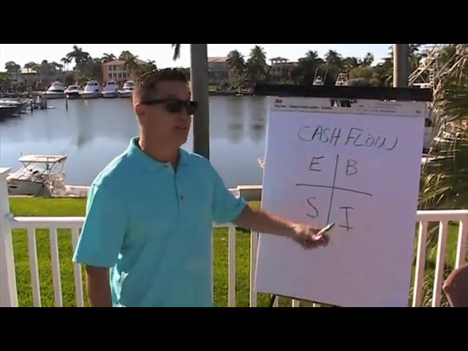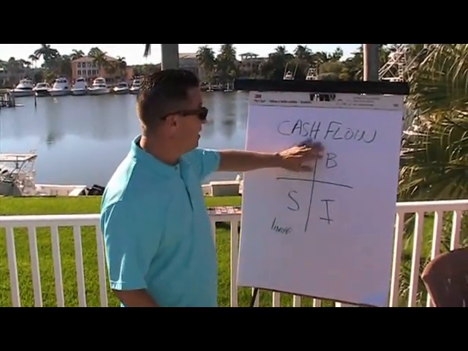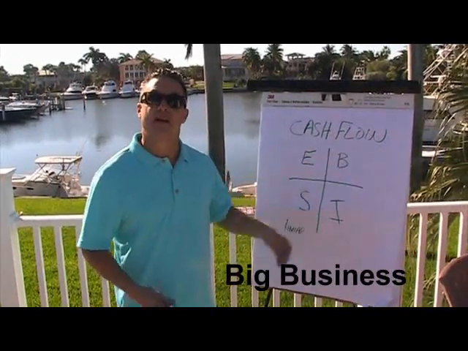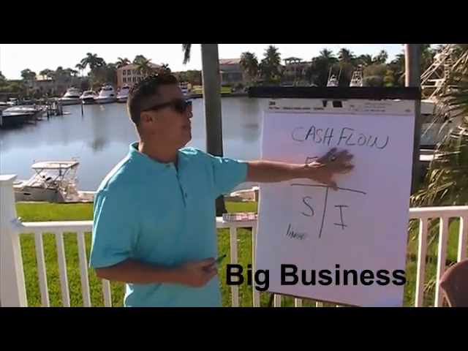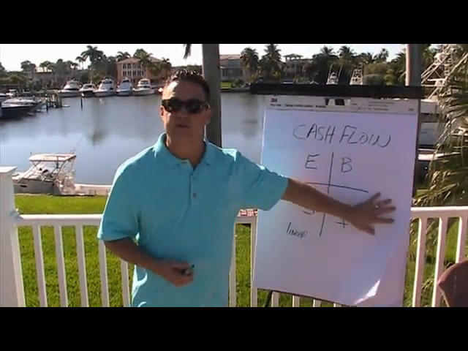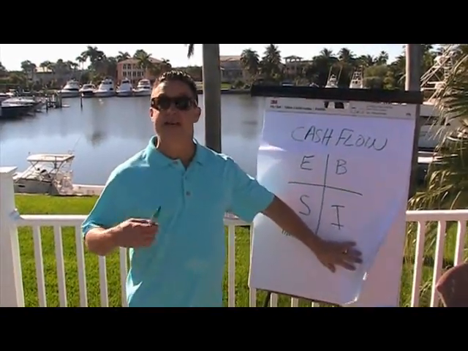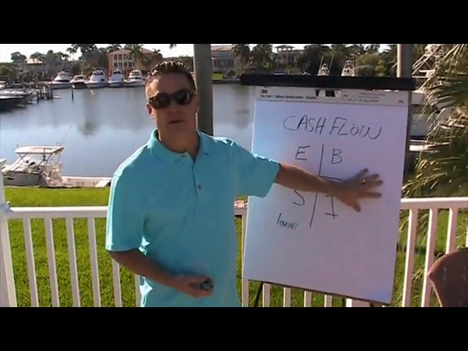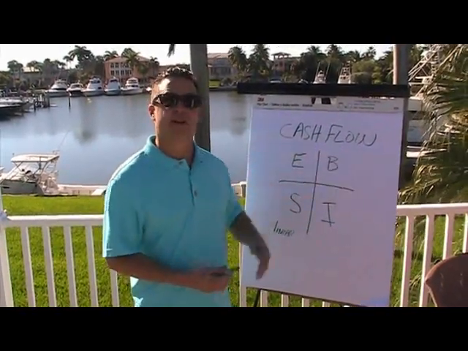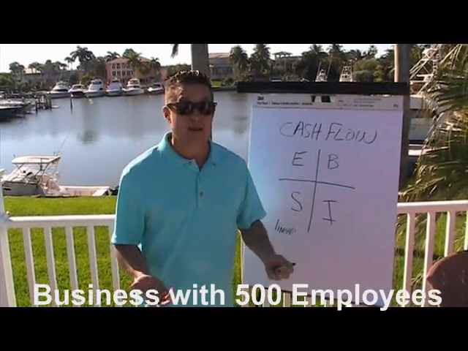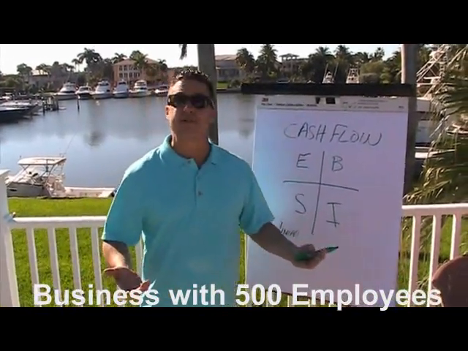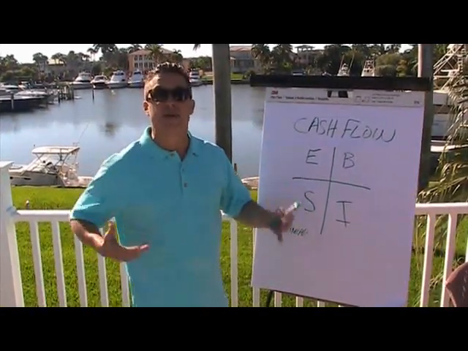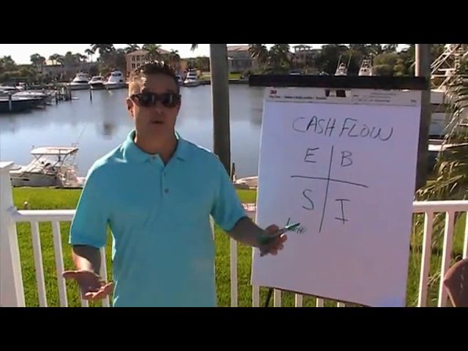Now, conversely, on the right side of the cash flow quadrant, you have your B's. Your B's stand for big business. Kiyosaki describes big business as a business that has leverage, where you have leveraged a significant amount of other people to earn money for you. The best example he gives in his book is a business with 500 employees. With 500 employees, the owner of the business no longer needs to be involved day to day. He basically has 500 people working and earning money for him.